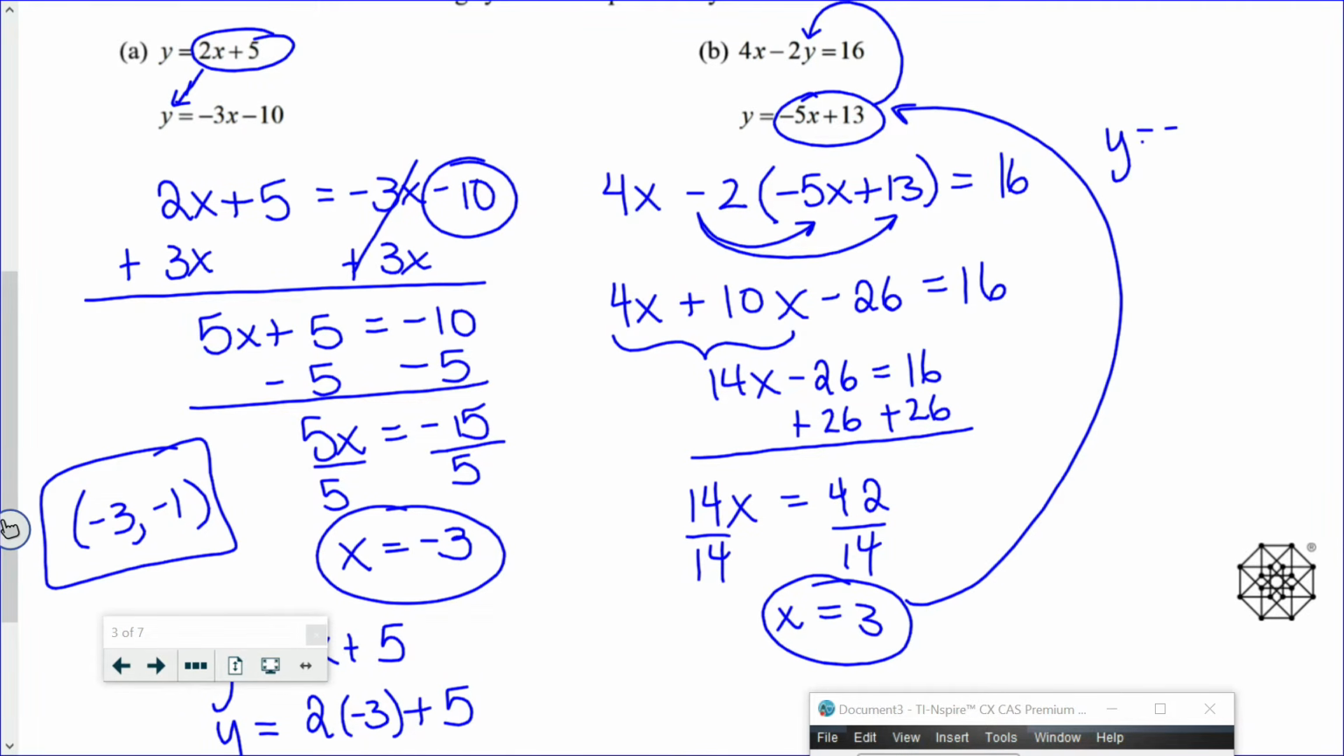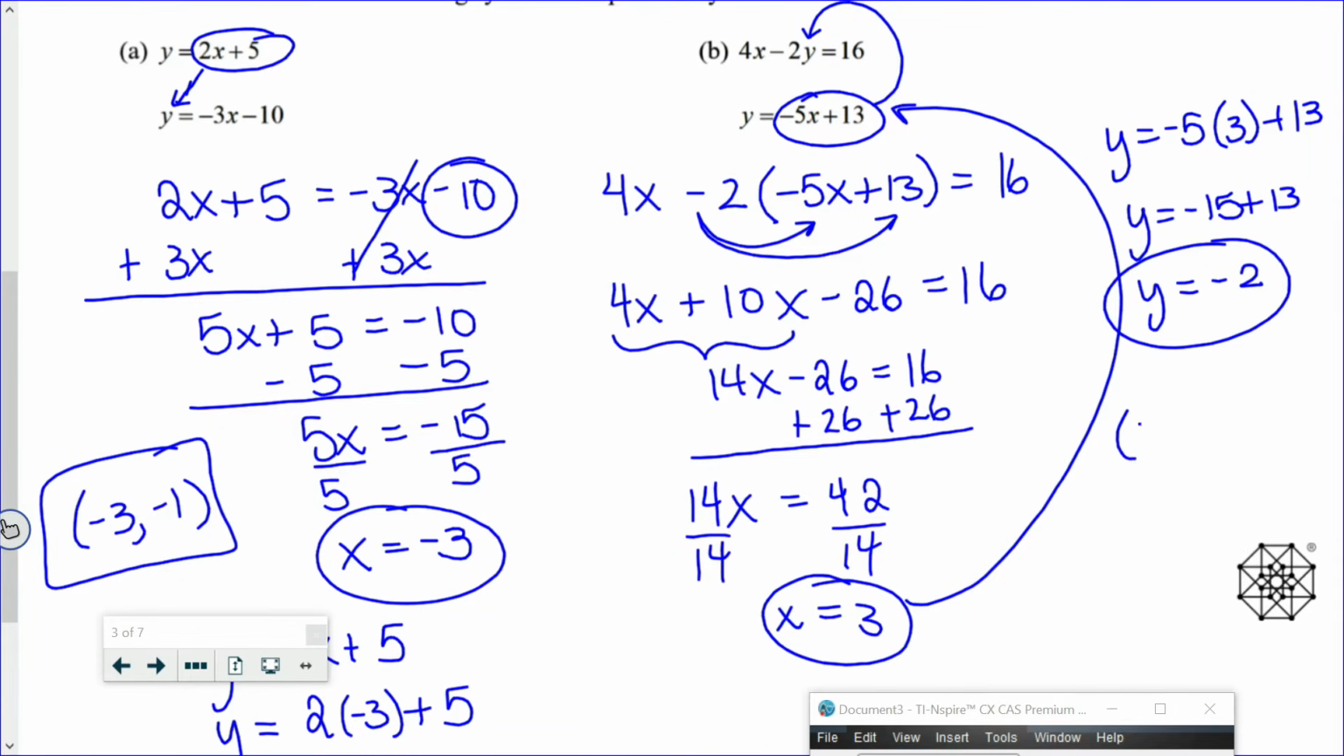Y is going to be negative 5 times 3 plus 13. Negative 5 times 3 is negative 15 plus 13. Negative 15 plus 13 is negative 2. So I could just leave my answer like that, or if I wanted to express it as a coordinate pair, I could write it as 3, negative 2.